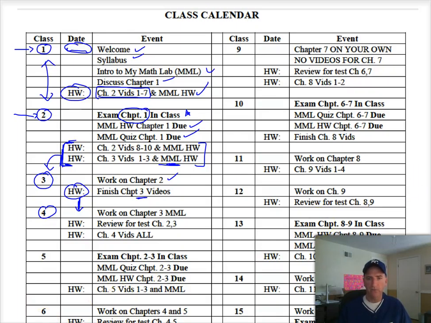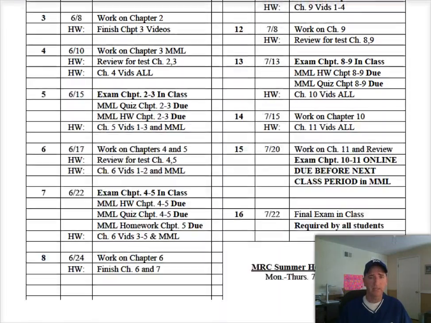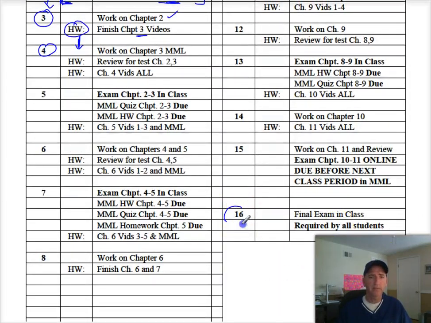So as we go through the whole term, sliding on down, you can see in the last class period, there's probably 16 class periods for you. There is an occasion where we might just have 15, so this might be bumped up. The 16th class period, and again the date would be written right there for your class, is the final exam, which again is required by all students.